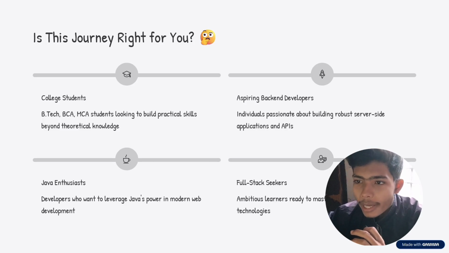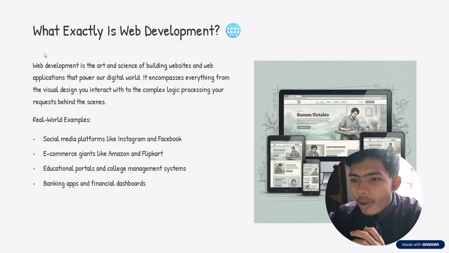So, what exactly is web development? Web development is the art and science of building web applications that power our digital world. It encompasses everything from the visual design you interact with to the complex logic processing your request behind the scenes. Basic real world examples are social media platforms like Instagram and Facebook, and e-commerce giants like Flipkart and Amazon. In education, portals like the college management system, and banking apps and financial dashboards are all real world examples of web development.